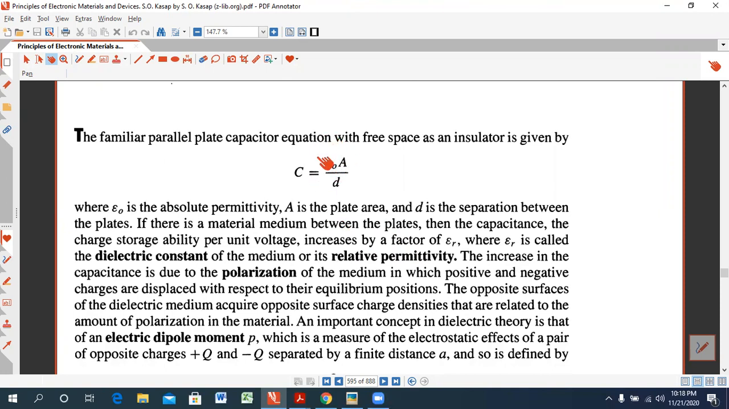Epsilon naught is the permittivity of free space. Sometimes that is replaced by another constant term known as relative permittivity, epsilon r. And this value of epsilon r actually increases due to the polarization effect. Now we will learn what the polarization effect is.